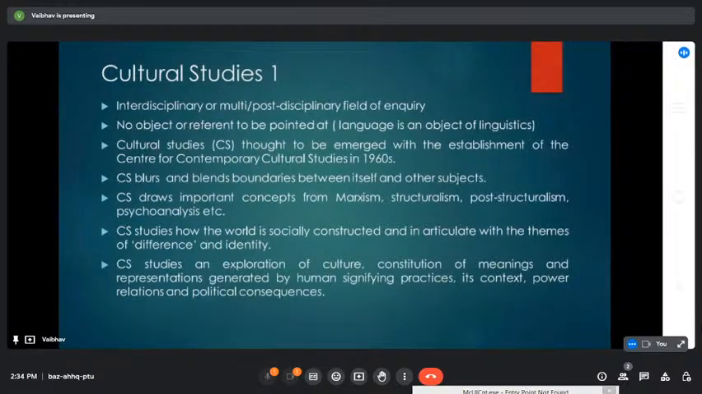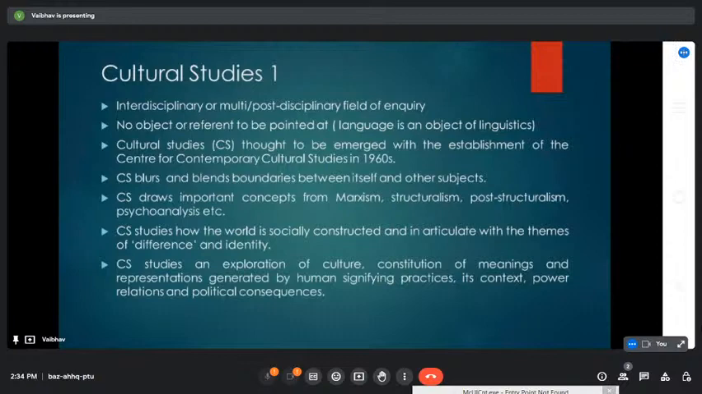Like in linguistics, we study language. Linguistics is a science of studying language. Language has its structure. Just like in physics, we take an object, but what is the object of study in cultural studies? There is no concrete object at all that we study in cultural studies, no referent or object to be pointed at. Like linguistics, where language is the object of study.